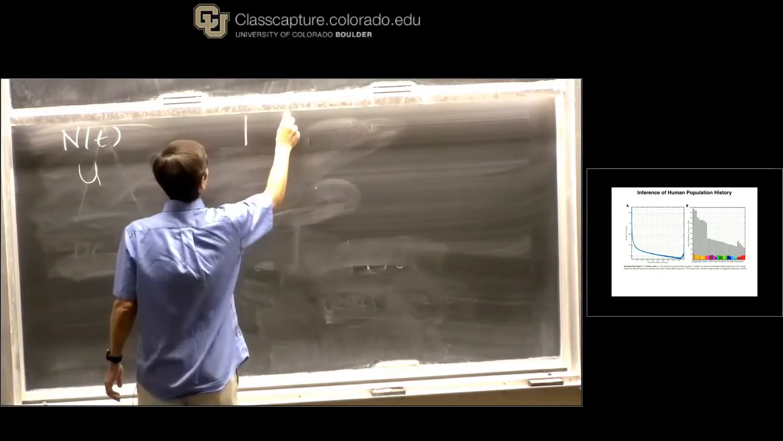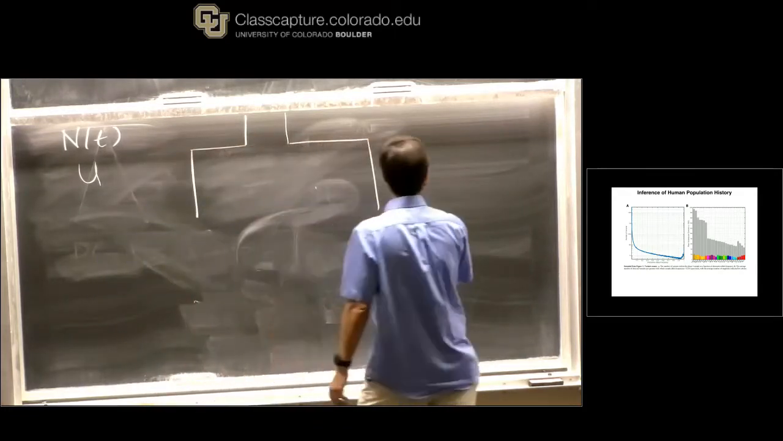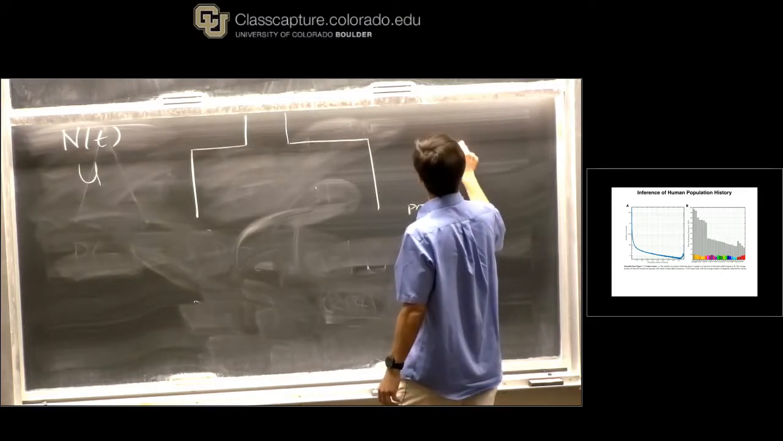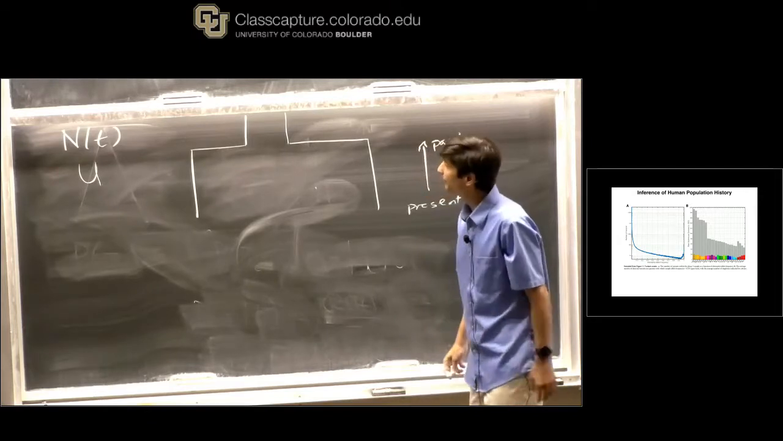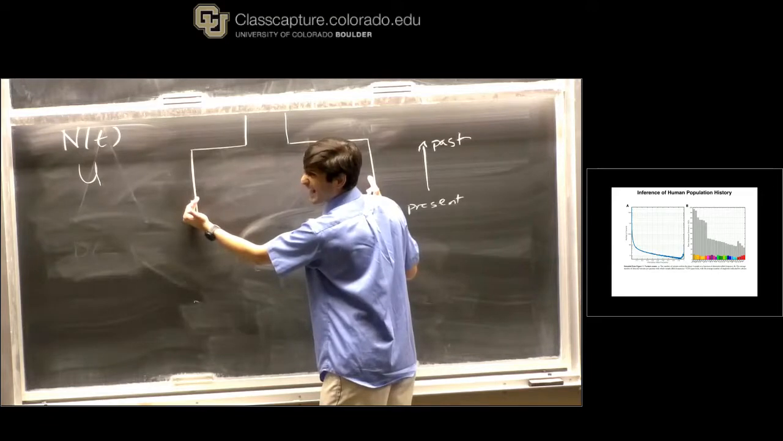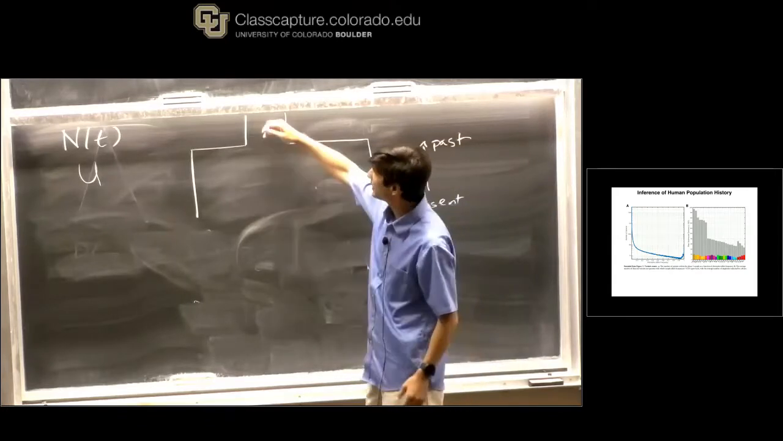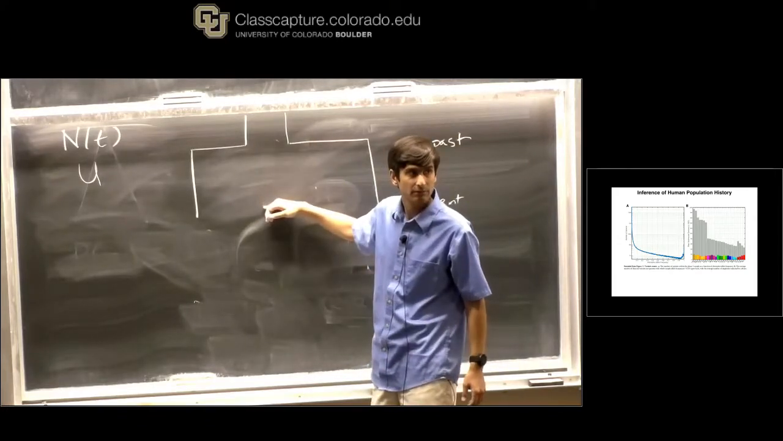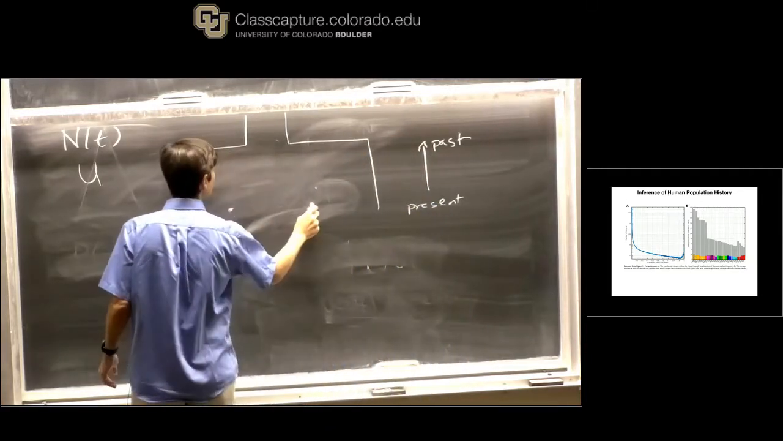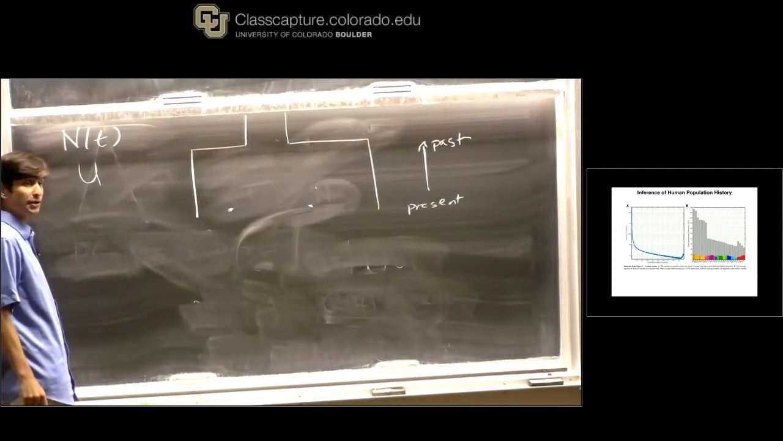People will often draw that. I'm going to follow a common convention. So this is the present, this is the past, and these bars represent the size of the population at that time. Here is a simple scenario of a population that used to be small and now is big. And so we can compute, let's imagine that we take two individuals, sample them and sequence them from the population. What is their distribution of coalescence times?